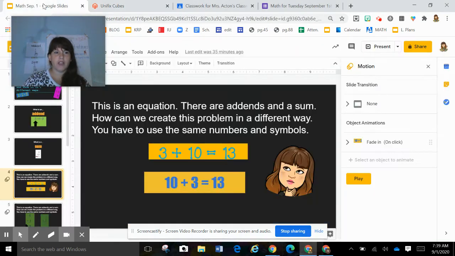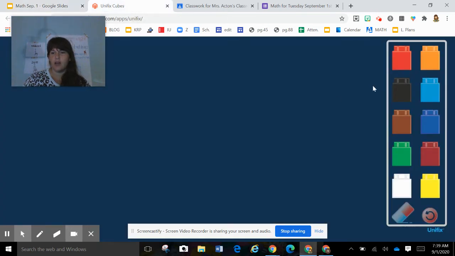My equation that I was just looking at is 3 plus 10 equals 13. So I'm going to do that equation. I want to use red for my first number, so I'm going to do 1, 2, 3. This represents my 3 in my 3 plus 10 equation. Next, I'm going to use blue. So I've got 3, now to do plus 10, I'm going to add 10 to them.